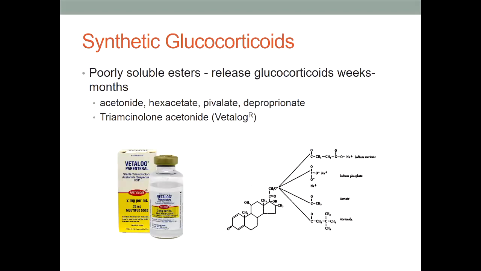Okay, and then poorly soluble esters, these are some of the examples of that, and the one that I always think about that I've used is triamcinolone. Who's used Vetalog? Okay, great for skin stuff, right, because it hangs around for a while. And again, Depomedrol will be another thing they tend to use in cats because it hangs around a while.